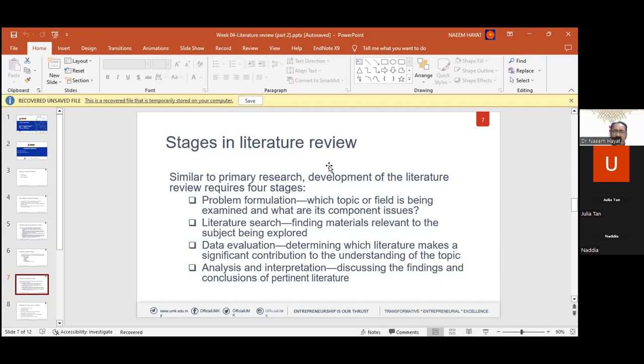Analysis and interpretation means discussing the findings and conclusions of the pertinent literature: what the topic area is, what understanding they have already built, and what the future course of action is, or what is relevant to your proposed study. We need to talk about how you came across the gap on which you are basing your study, and then justify the study.